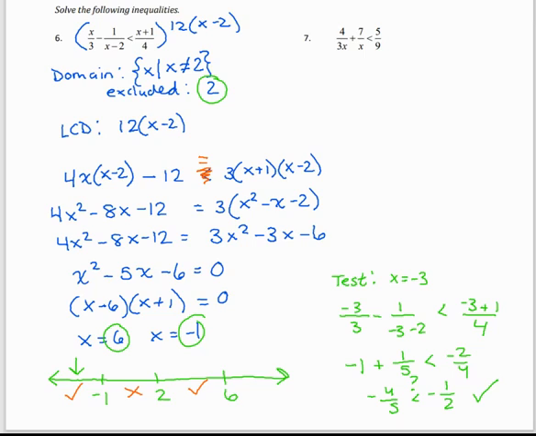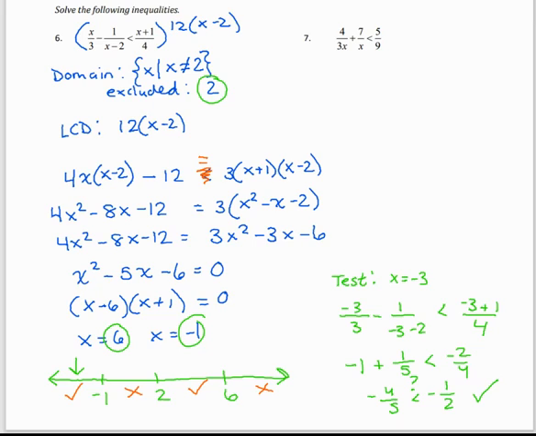And lastly, we're going to pick a test point beyond 6. So that could be 7, 8, 9, 10, whatever you'd like. I'm going to pick 8. When we plug 8 in, we get 30 twelfths is less than 27 twelfths. Clearly, 30 twelfths is more than 27 twelfths. So that would be false.